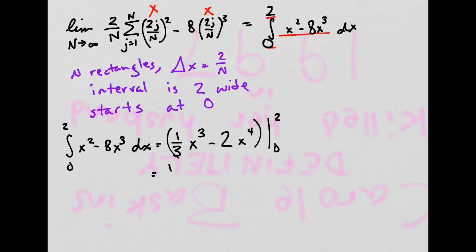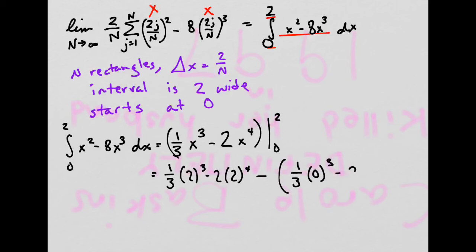So we can plug these in. So we get 1/3 2 cubed minus 2 times 2 to the 4th, all minus 1/3 0 cubed minus 2 times 0 to the 4th. And we end up with 8/3 minus 32, which is negative 88/3.